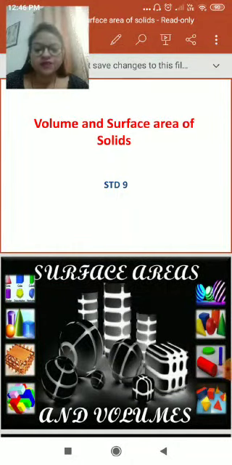Today we are going to start a new chapter which is in your syllabus in final term. The name of the chapter is Volume and Surface Area of Solids. We've already studied about the 3D shapes in our previous classes. So today we are going to study about the volume and the surface area, the formula related to it, and how we calculate the volume and surface area of these 3D shapes.